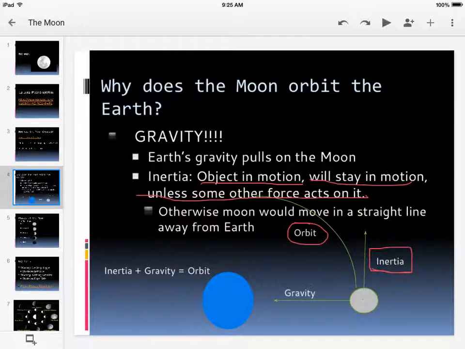So what that means is that the moon, if we didn't have Earth's gravity pulling on it, would just fly off into space like this. Woo! There it goes. Bye-bye, moon.